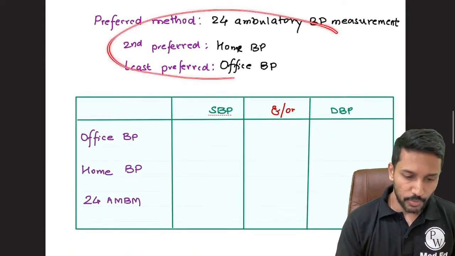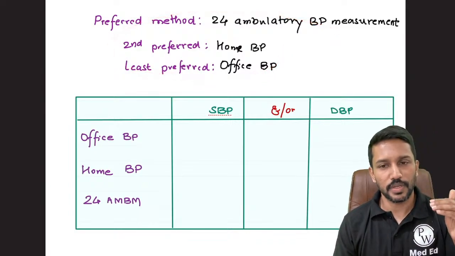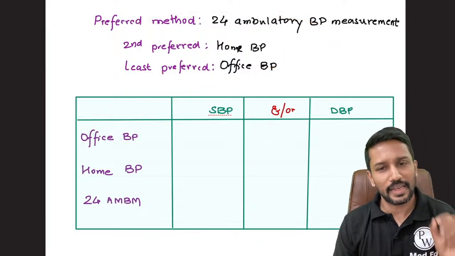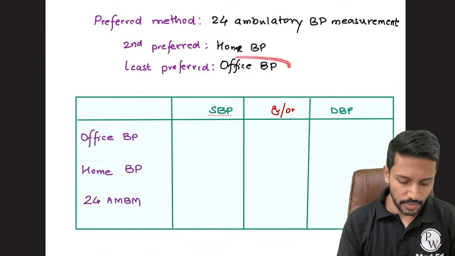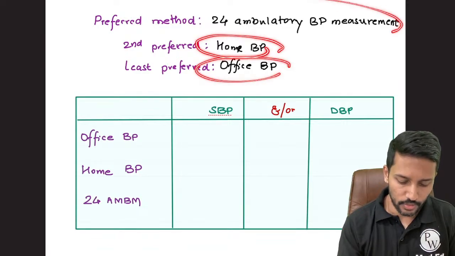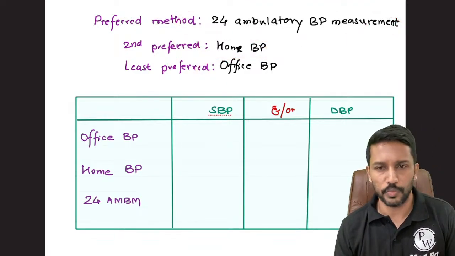Now, when do I say that a particular person is hypertensive? When his BP is above the cutoff. Now tell me, can I have the same cutoff if I record the BP at hospital or at home, or I do a 24-hour ambulatory measurement? Obviously no, right?